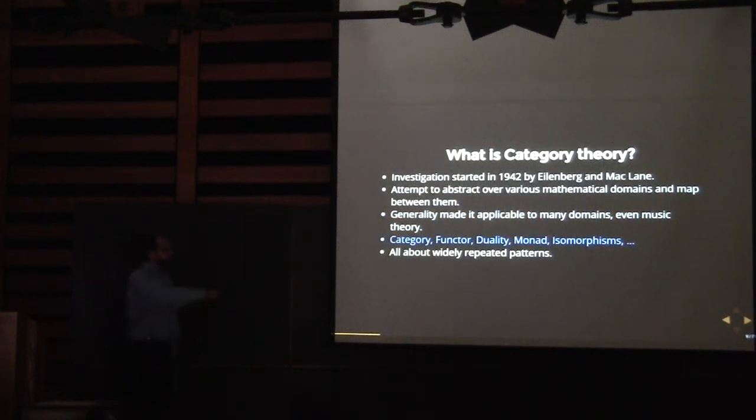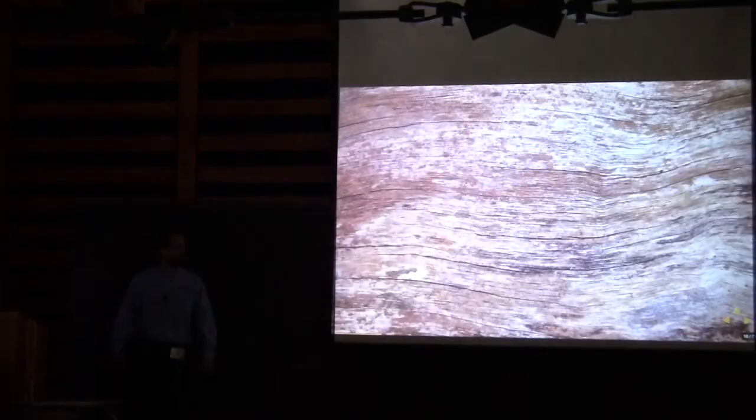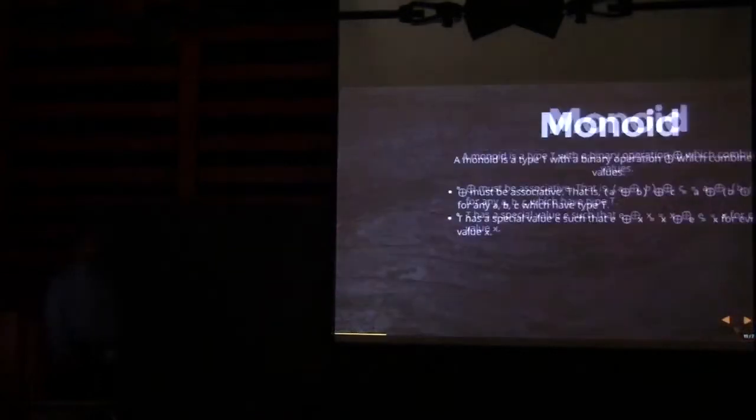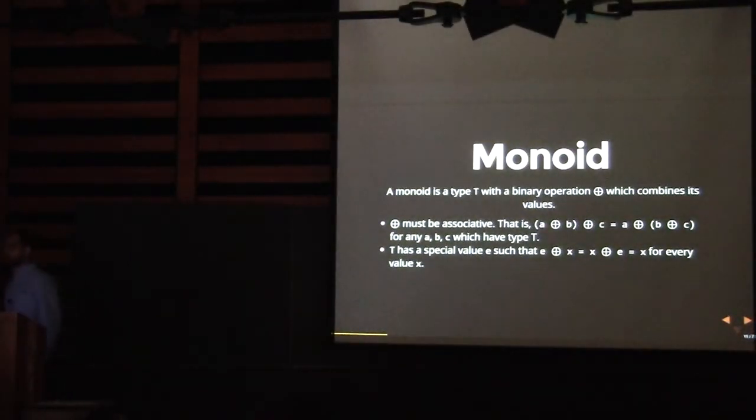These are the kind of words you'll hear when it comes to category theory: category, functor, duality, monad, isomorphisms. I'm not going to explain what all those mean, but just to give you a sense, if you hear some of these words, think category theory. And it's all about these widely repeated patterns in nature. So we're going to start with the easiest category theoretical concept, called the monoid.